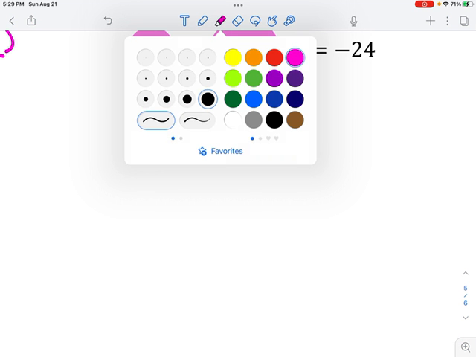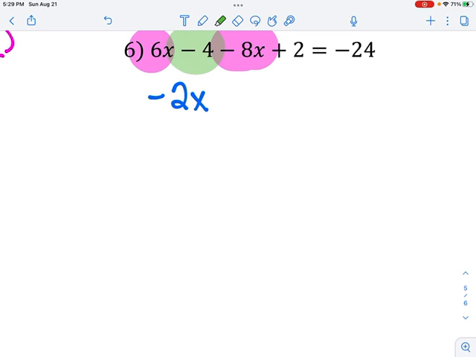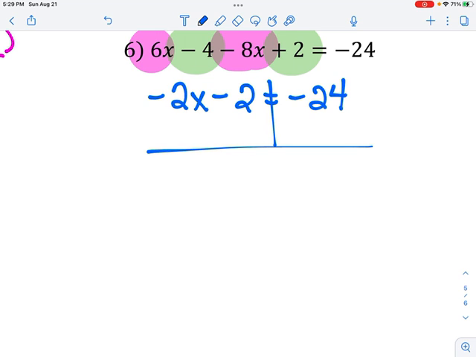Then I take a look, do I have anything else? Well, I have this negative 4 and this positive 2. So now I'm going to go negative 4 plus a positive 2. That's going to give me a negative 2, and that equals negative 24. Now, as you can see, once we did all the combining of like terms, it's a simple two-step problem now.